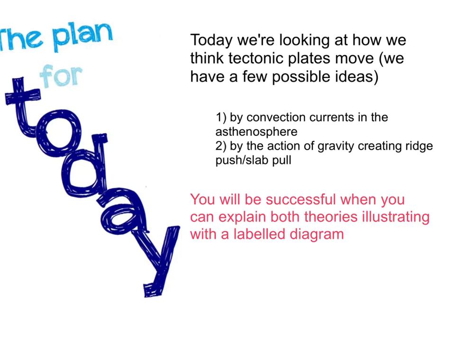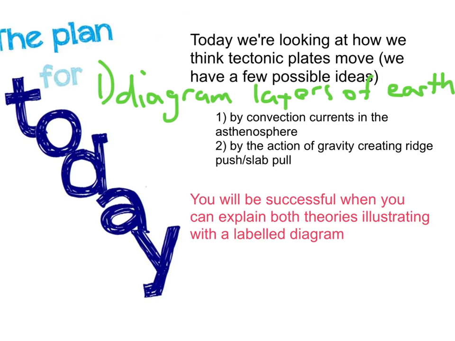Here's what you can do for me right now. 1. Make yourself a title, today's date, make me a diagram of the layers of the Earth showing me the asthenosphere and oceanic and continental crust. 2. Subheading, convection currents. Draw me a diagram and give me a written description of what happens and why it happens. You can go back and rewatch that section of the video.